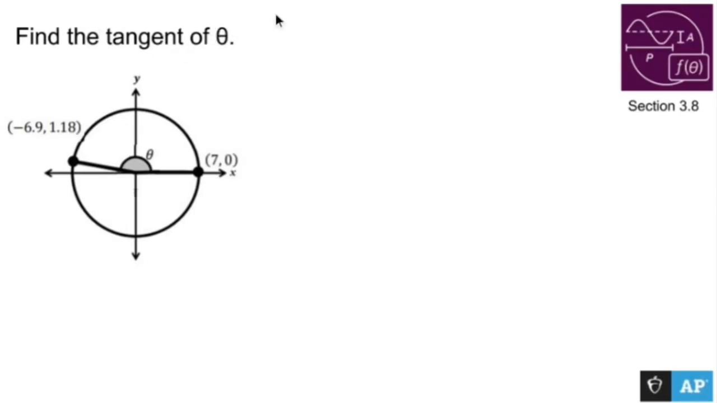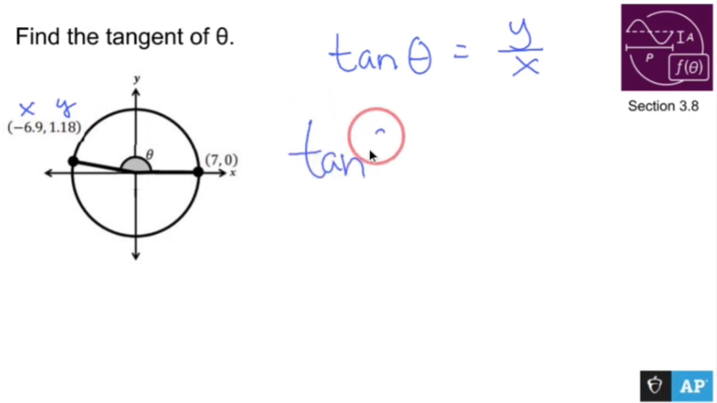Find the tangent of theta. All right, theta is this angle right here. Tangent is given to us by the y over the x value. And so I have a point here, and I can label it x and y. So the tangent of theta in this case is going to be 1.18 over negative 6.9.